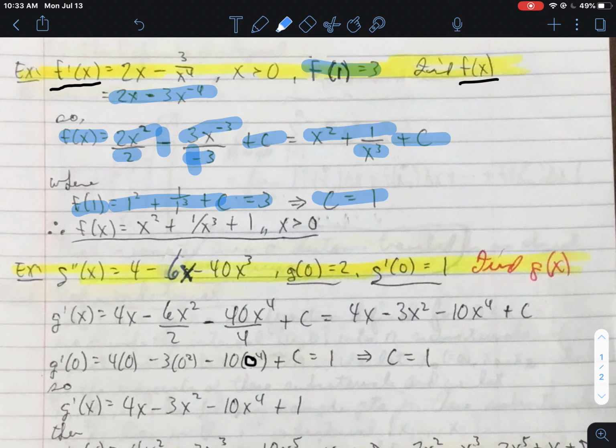And then once we find our c value, our arbitrary constant, then we'll go back and plug that into our general antiderivative. So f of x is x squared plus 1 over x cubed plus 1. And I also went ahead and included the fact that, as we said at the beginning, x is positive, x is greater than 0. If you leave that off, I'm not going to make that a big deal. But that is a limitation on the function. Right? Remember the domain of the function, domain of the antiderivative, or the domain of the derivative, I should say.